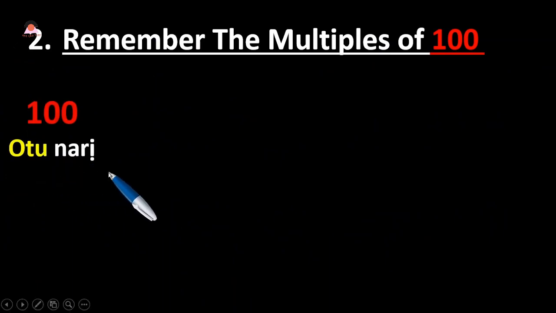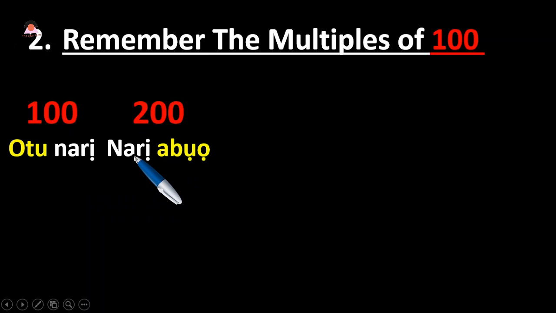You have seen that earlier on. What about 200? Nare, Abuo. You can see that Nare is repeated here and here again. The only difference is in the basic foundational numbers and the units, which is 1 here, Otu, and 2 here, Abuo. So that pattern will be maintained as we count the multiples.